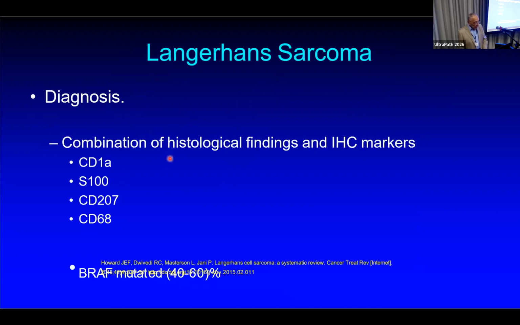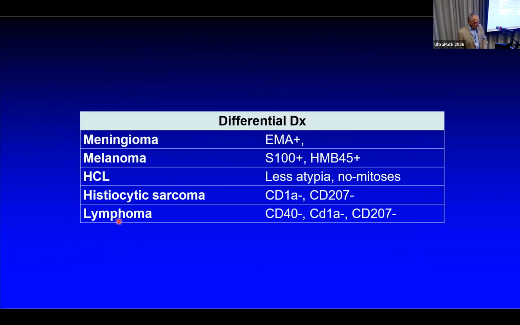It's a combination of histological findings and immunohistochemistry, but the Birbeck granules are almost pathognomonic. The differential diagnosis I mentioned: meningioma, melanoma, histiocytosis, because it has to have atypia, a histiocytic sarcoma, which is negative for these two antibodies, and lymphoma.